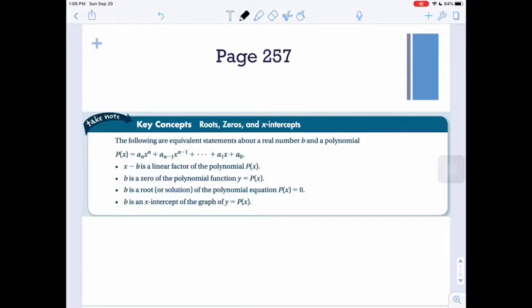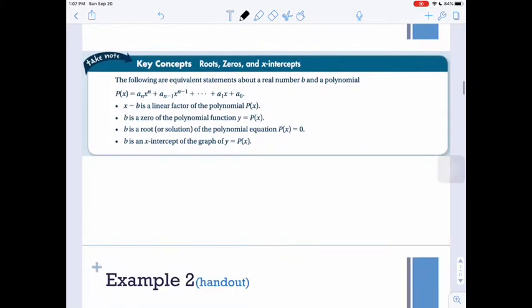Section 4.3, Example 2 on page 257, we have the following are equivalent statements about a real number b and a polynomial P of x equals a sub n times x to the n plus a sub n minus 1 times x to the n minus 1 plus and so on all the way to a sub 1 times x plus a sub 0. X minus b is a linear factor of the polynomial p of x. B is a zero of the polynomial function y equals p of x. B is a root or solution of the polynomial equation p of x equals 0, and B is an x-intercept of the graph of y equals p of x.